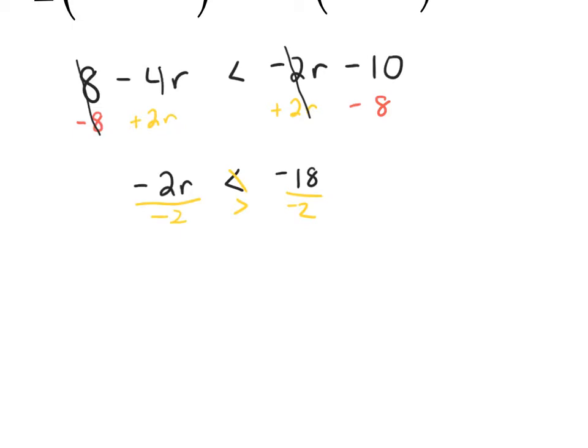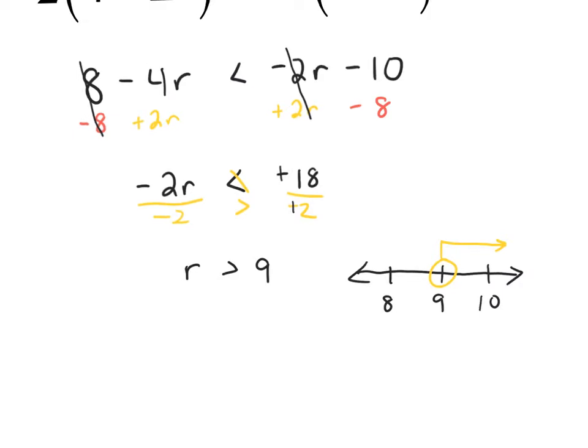Good. Now we divide by negative 2. So r is now greater than. Double negative here, a negative divided by negative is positive, so we get 9. If I were to graph that, again, focus on the 9, just put here a 10 there, and an 8 there. Open point, and it does go to the right, greater than, like so.